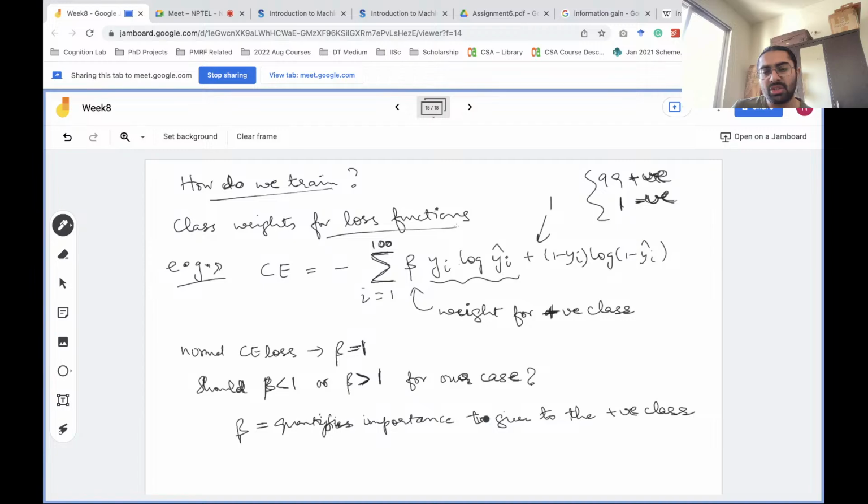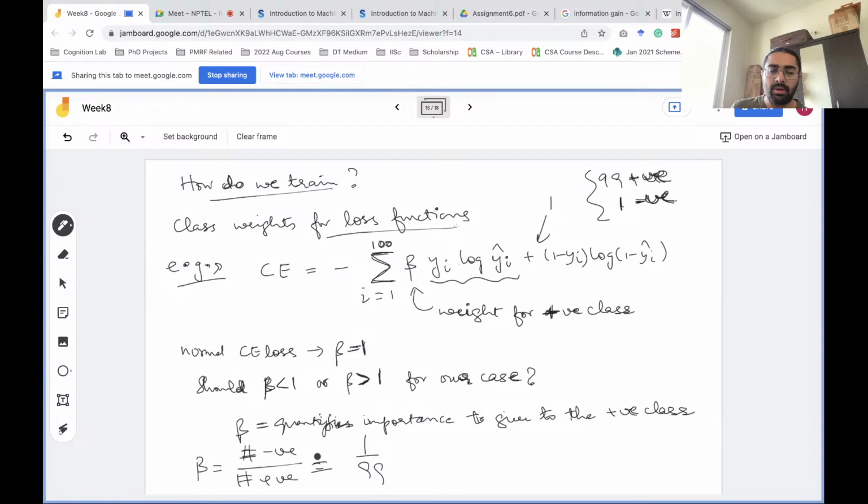So generally what people do is beta is set to something like the number of negative class samples divided by the number of positive class samples. In our case, only 1 by 99. So the idea is that you give more weightage to the positive class in case the positive class examples are fewer, and in case the negative class examples are fewer, you give less weightage to your positive class. With this idea we can use this weighted cross entropy loss to train your ML models.